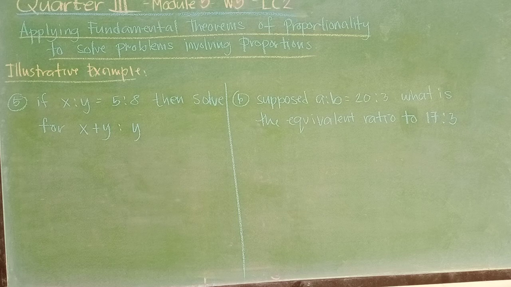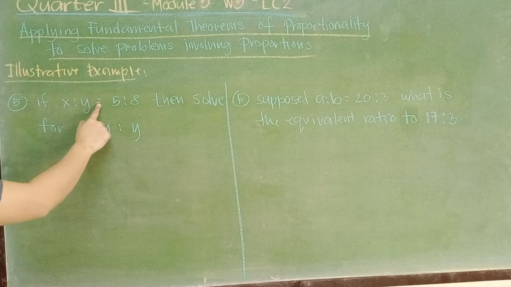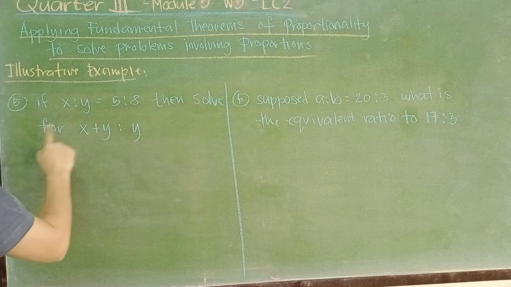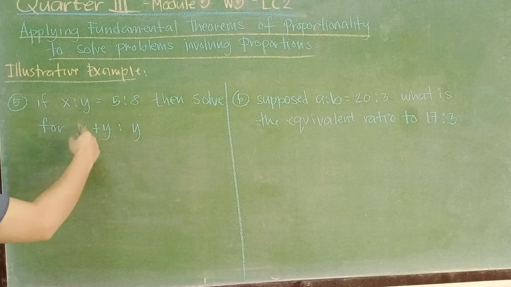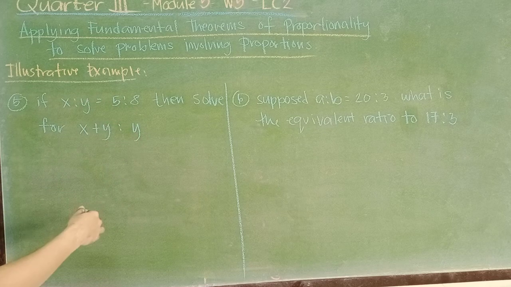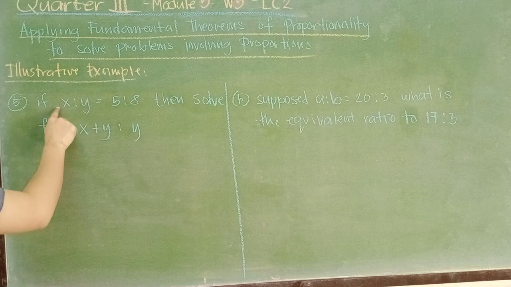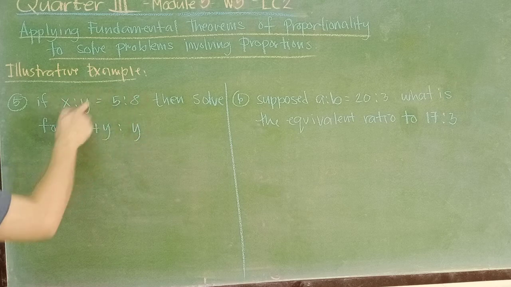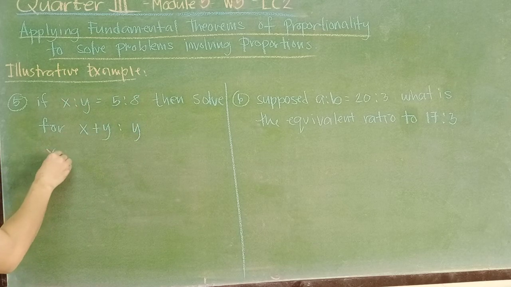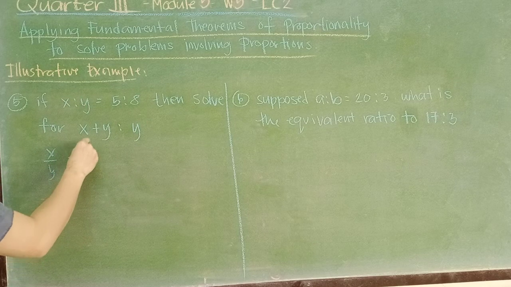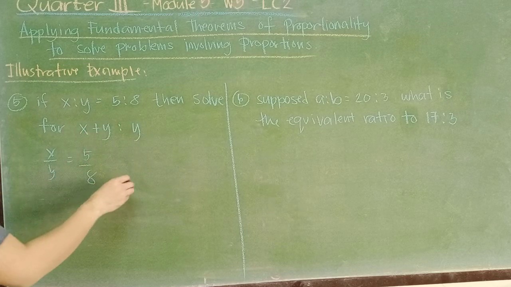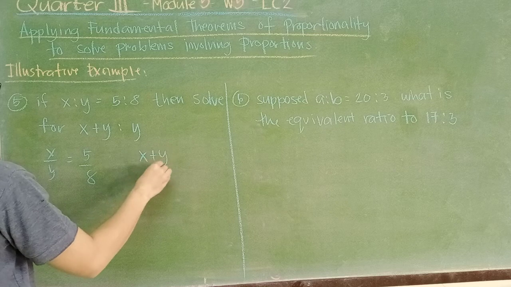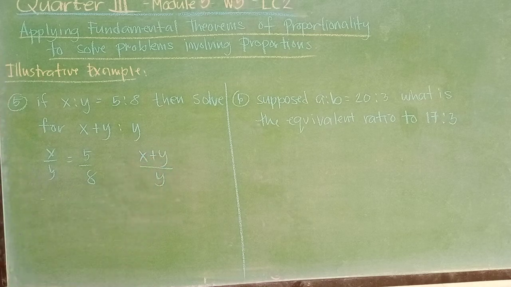Next, illustrative example number 5. If x is to y is equal to 5 is to 8, then solve for x plus y is to y. So para mas makita natin ano yung itsura nitong mga to, i-transform muna natin sila into fraction form. So ito muna yung proportion natin. So this is x over y is equal to 5 over 8, and then this is equal to x plus y over y.